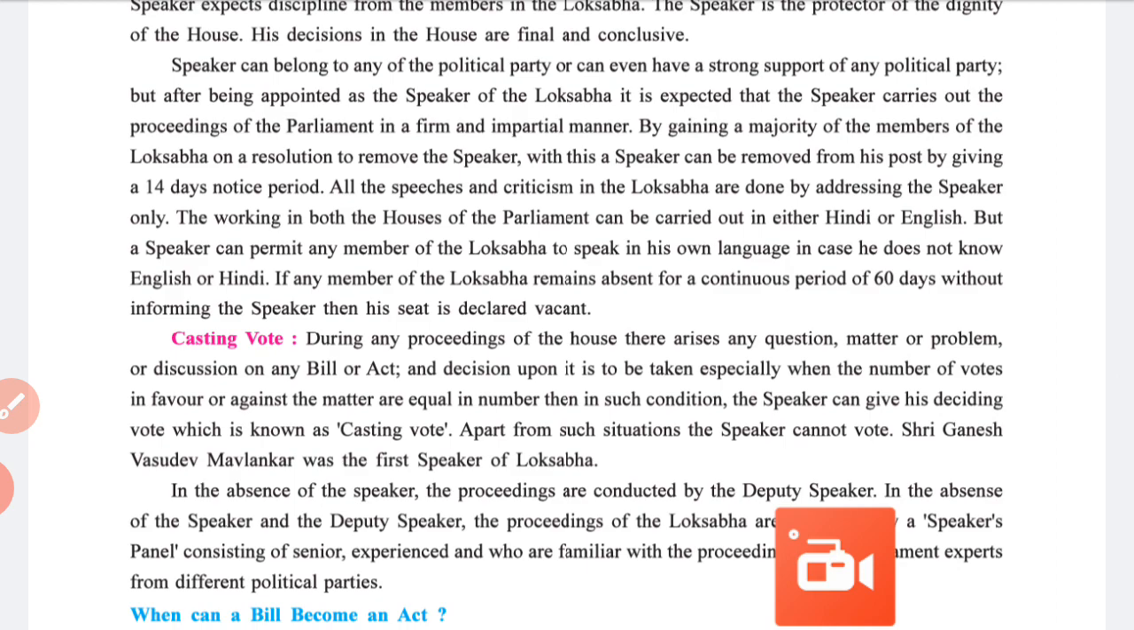If any member of Lok Sabha remains absent for a continuous period of 60 days without informing the Speaker, then his seat is declared vacant.